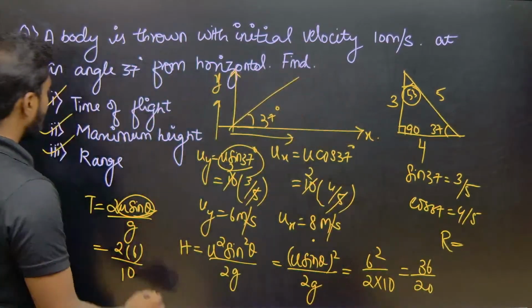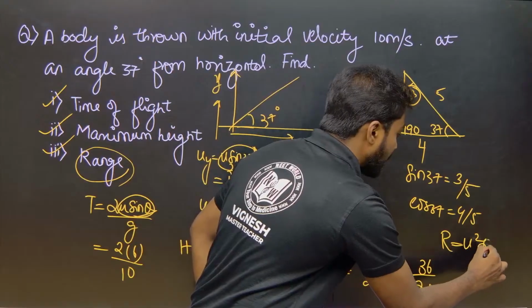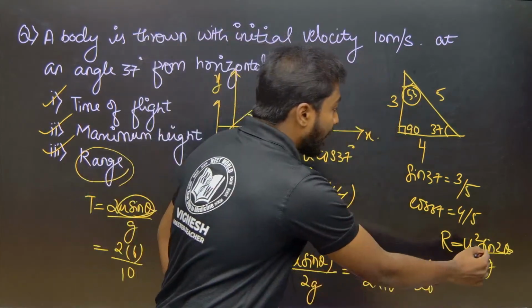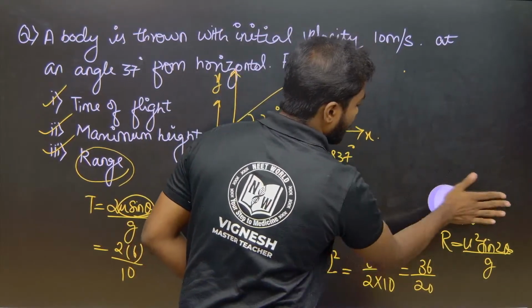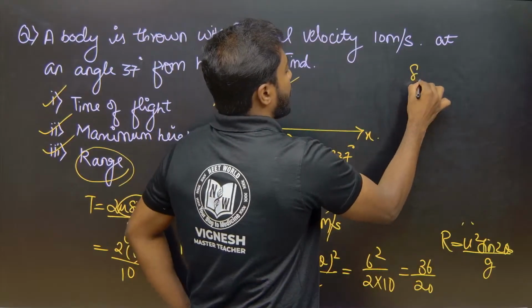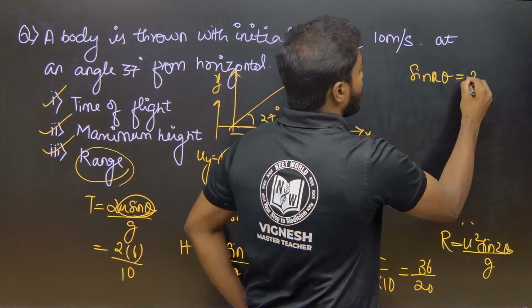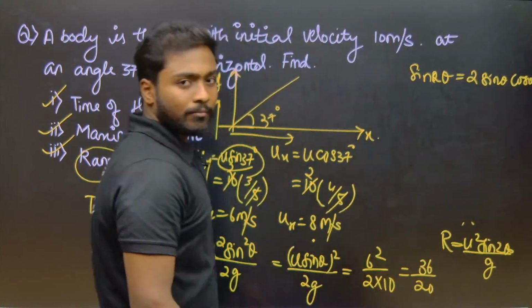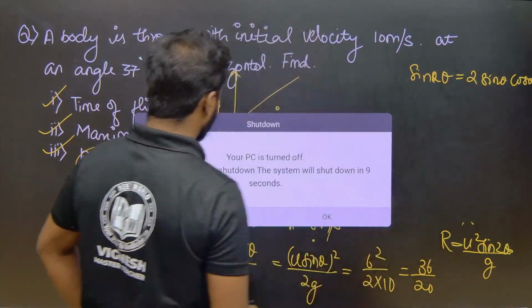Range now. The range formula is u square sin 2 theta by g. I can write sin 2 theta as 2 sin theta cos theta. So I can expand and use it here.